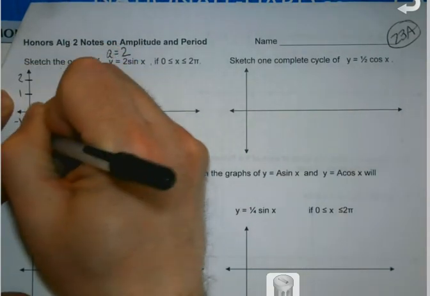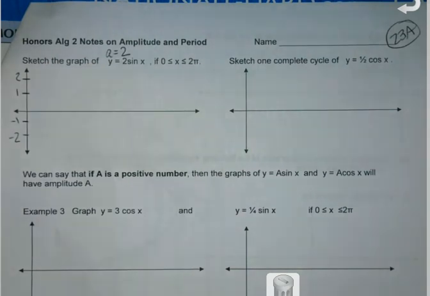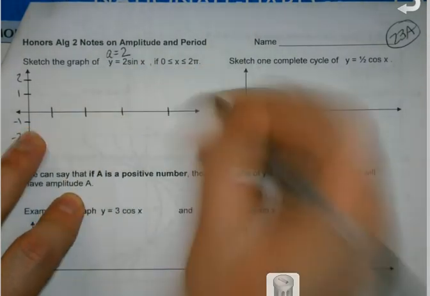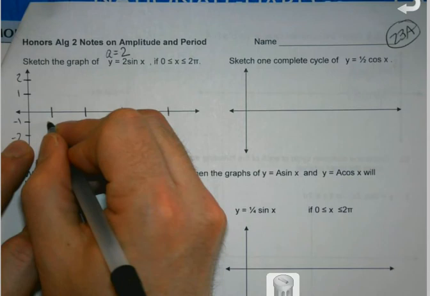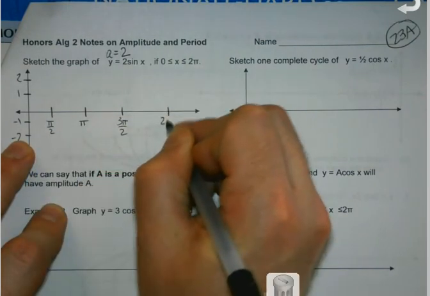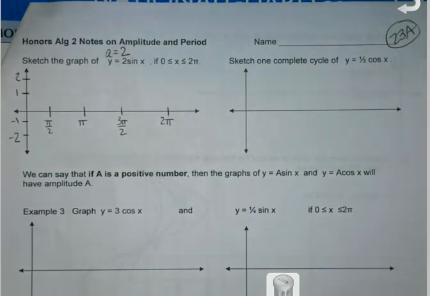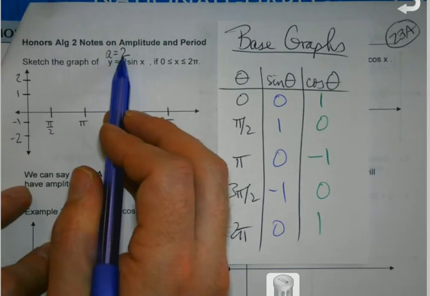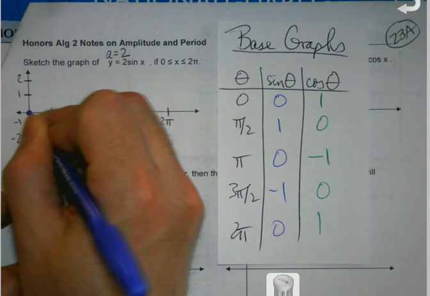So if I'm making my own little graph here, since there's no period change, I'm going to go ahead and use the exact same values that we were using on our base graph. Because a lot of times you'll be asked to plot 5 points. So if I use 0 in these 4, I've got my 5 points taken care of. So when I think about back to my base graph, I'm like, okay, sine starts at 0. But if I multiply it by 2, well, that's still 0. So I'll put a dot here.